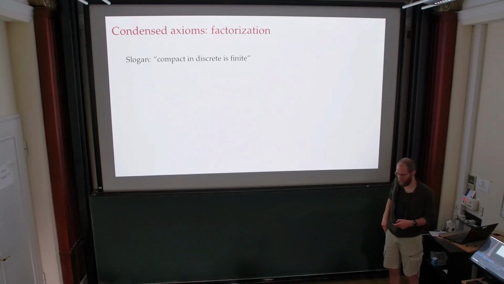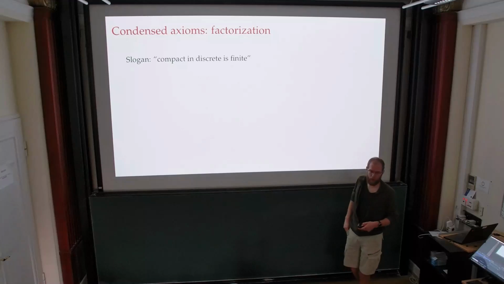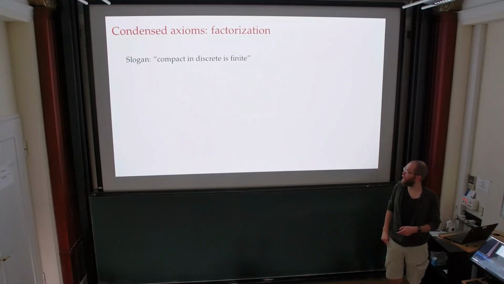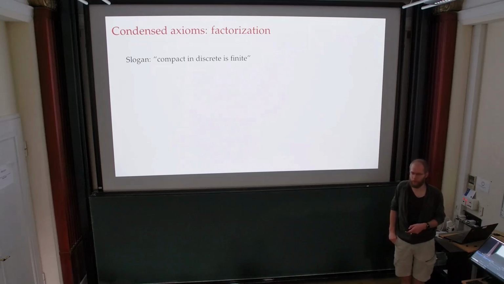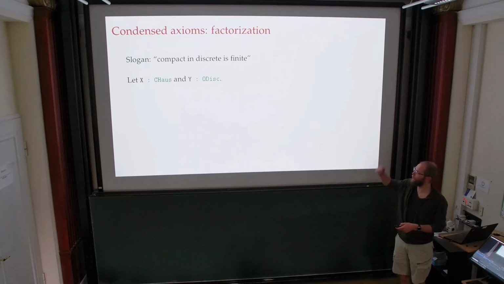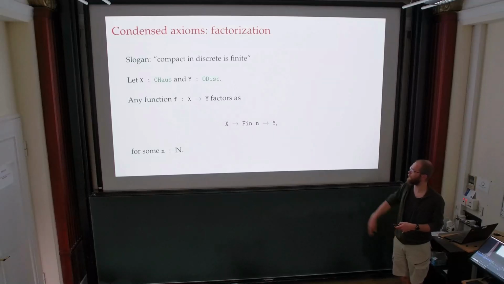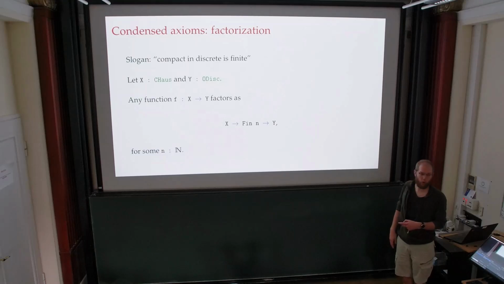Okay, then, whenever you have a function from a compact space to a discrete space, the image is finite. That's somehow a fundamental fact of life, so we turn it into an axiom. We have a compact Hausdorff space X and a discrete space Y, and every function from X to Y factors via Fin n for some n. Okay? We're almost done with the axioms, don't worry.